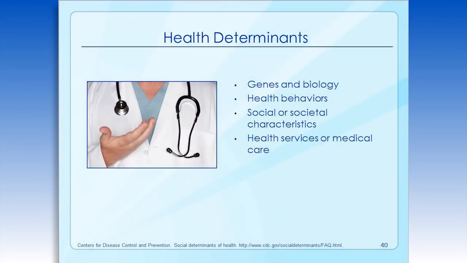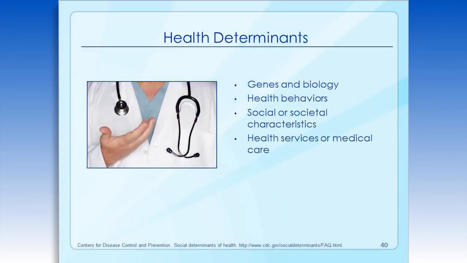As we discussed earlier, certain factors determine a person's state of health. Scientists typically recognize the same general categories of health determinants for any population, and these are genes and biology, health behaviors, social or societal characteristics, and health services or medical care. So I would like you to think of some examples of each of these broad categories.